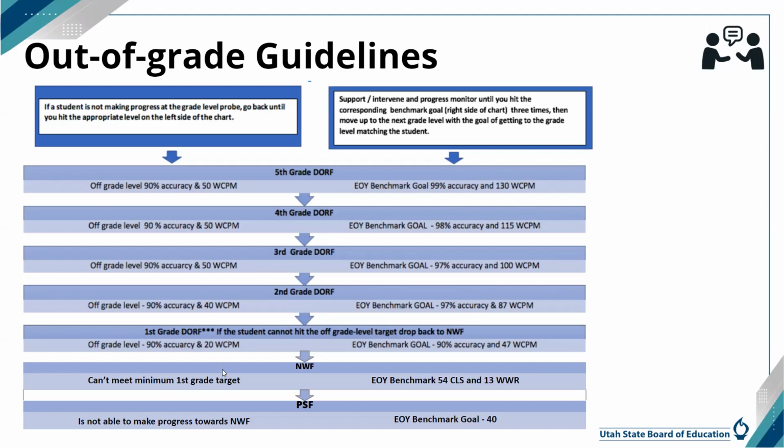So when you're looking at if a student is ready to move off that off grade level, you go up the right side of the chart. So if we had our student reading at first grade passage, if they can read that first grade passage at 90% accuracy and 47 words per minute, we would unenroll them out of first grade fluency and move them into a second grade fluency passage. And once they have met that target, then we would move them to that grade level passage. So that's the way the out of grade guidelines work. And this information is in the PowerPoint that I will share with you as well.